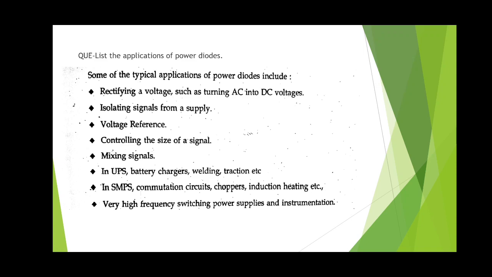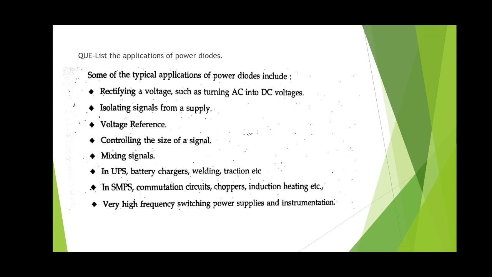This video is the continuation of the previous video, that is the first chapter of industrial automation, power semiconductor devices or power electronic devices. So in the last video we discussed the power diode. Now here sometimes one question is asked: list the applications of power diodes.